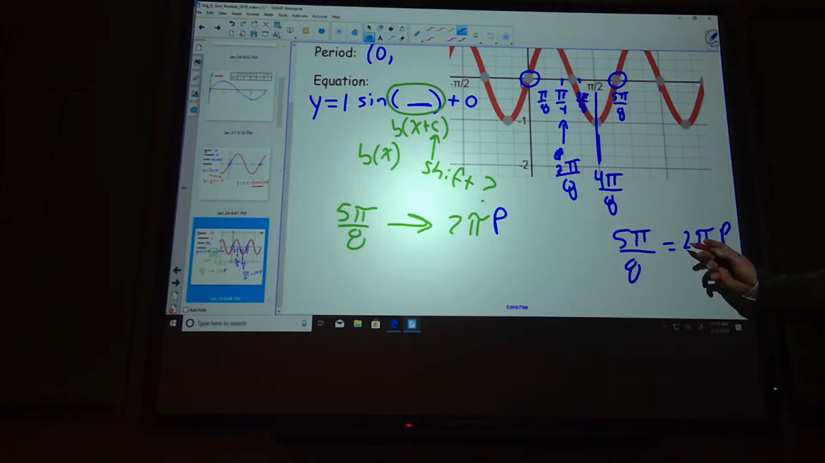Divide by 2 pi. Does everyone feel good about that? So if I divide by 2, I get 5 over 16. Okay, so I divide, and that's gone. So now I get P equals 5/16. Is that okay? If I divide by pi, the pi's cancel. If I divide by 2, I double the denominator. Is this what I want to do with this problem? I'm trying to think if I want to do this.